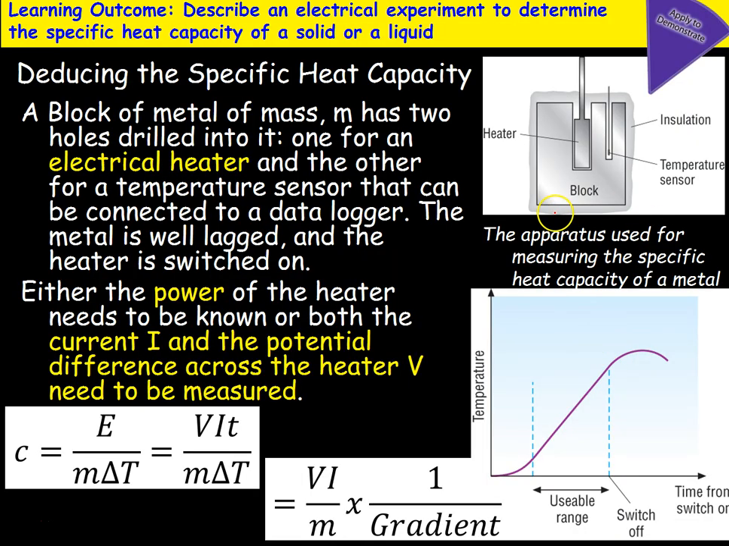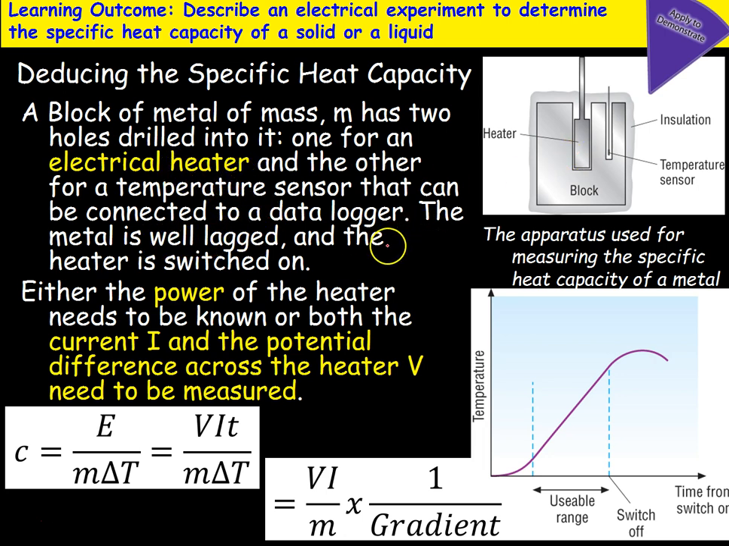So the last thing on specific heat capacity is you need to be aware of the experiment that we use to determine specific heat capacity. If we're determining the specific heat capacity of a block of metal, this is a diagram. We have our block of metal. We need to put a temperature sensor or a thermometer in there, and we have our heater inserted in there.